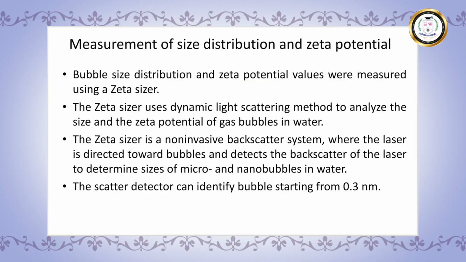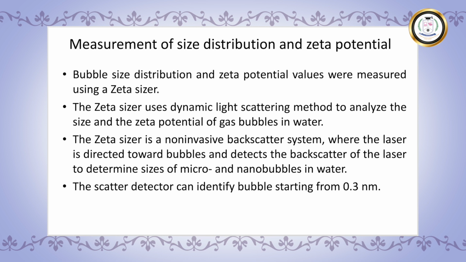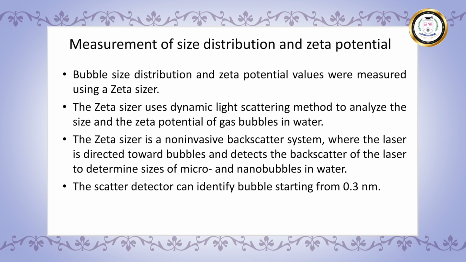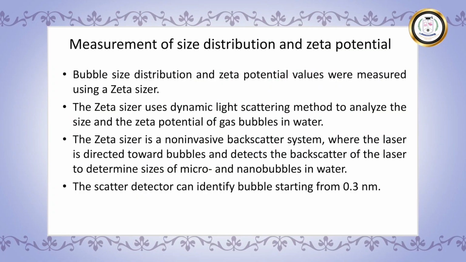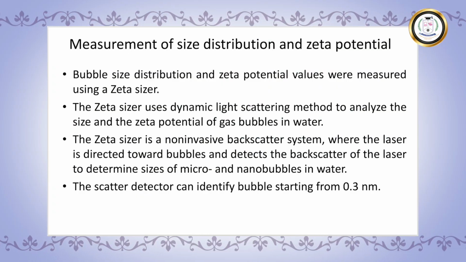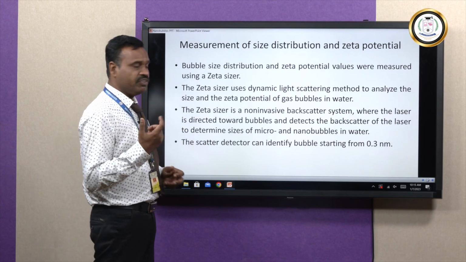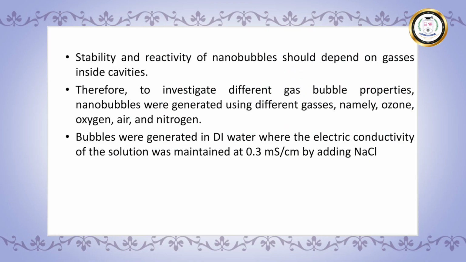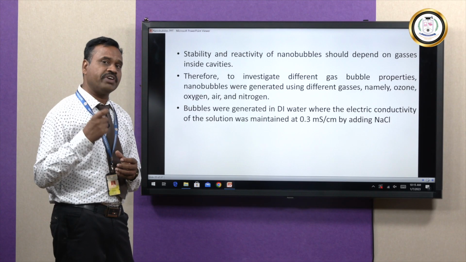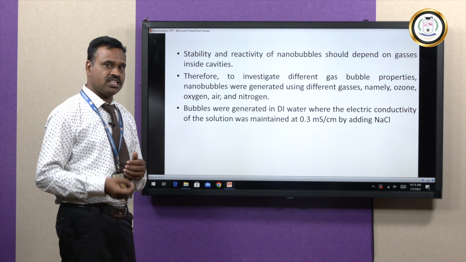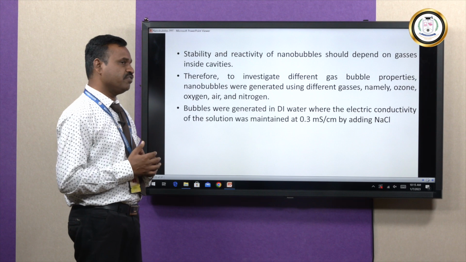And how do we measure the size distribution and zeta potential? The bubble size distribution and zeta potential values are measured by means of the zeta sizer. The zeta sizer uses a dynamic light scattering technique by which we are able to analyze the particle size and distribution very clearly. The stability and reactivity of the nanobubbles definitely depend upon the gases inside the cavity. So what type of gases are we using, whether it is nitrogen gas or CO2 gas or oxygen gas, that also decides the stability of these nanobubbles.